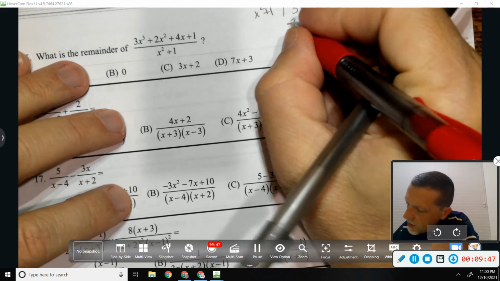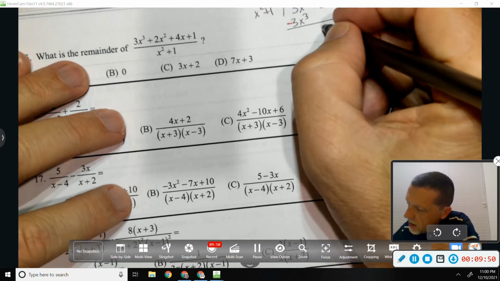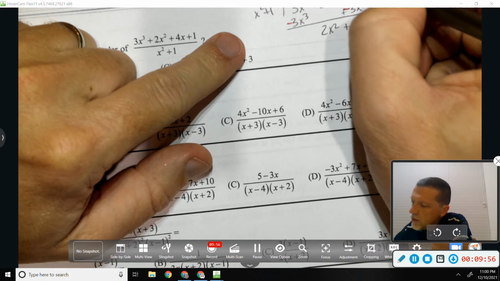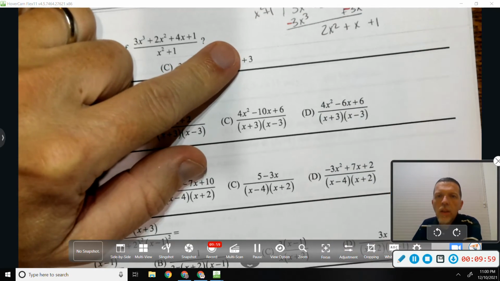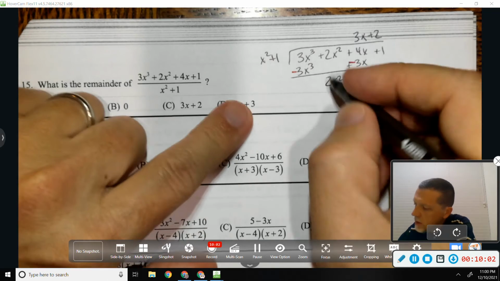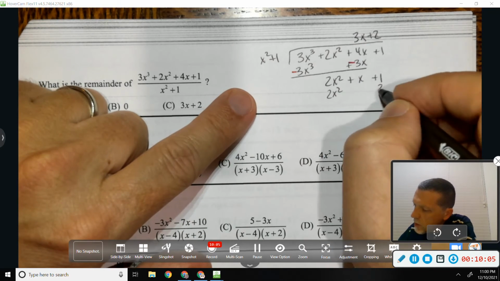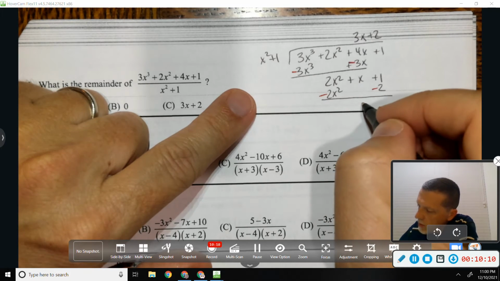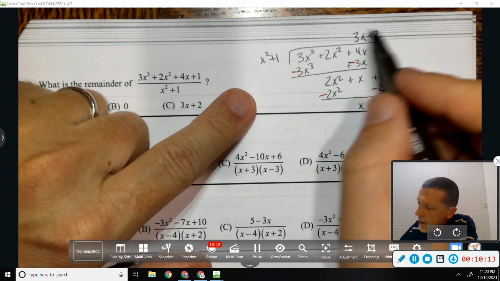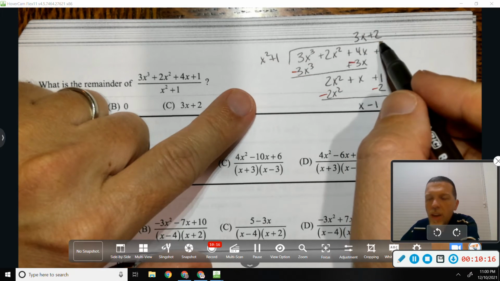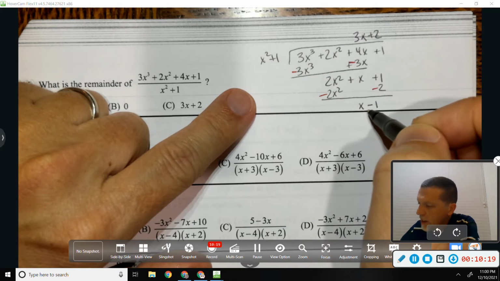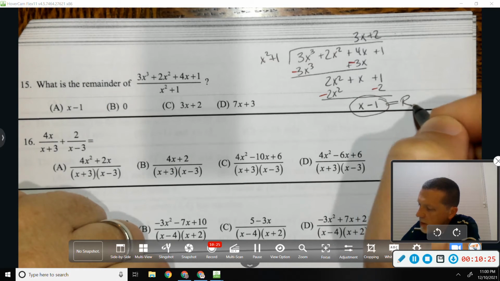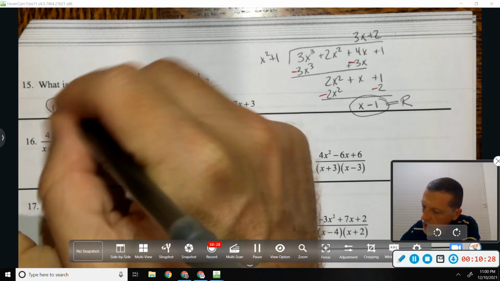Draw the line, change the sign, so we subtract what we just did. 2x squared plus x plus 1. So 2 times x squared would get me to 2x squared. 2 times 1 would get me to 2. Draw the line, change the signs. So I'm left with x minus 1. And then I'm sort of out of space up here, so there's nothing more to divide. What times x squared would get me to x? That doesn't really make sense. So this stuff down here left over is the remainder: x minus 1.